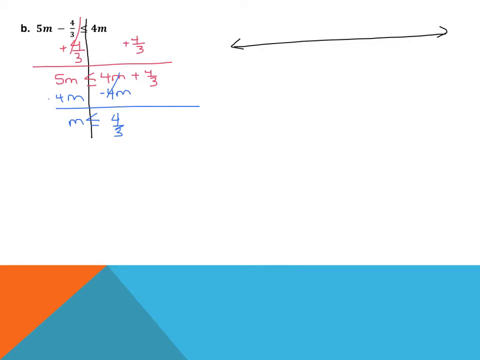Alright, so 0, 1, 2. 4/3 is a little bit bigger than 1 whole. It's 1 1/3. And it's less than or equal to, so it's going to have a bracket and shade everything less than, which is to the left. In this case, the arrow is negative infinity. So my interval notation would be negative infinity to 4/3, with 4/3 having a bracket.